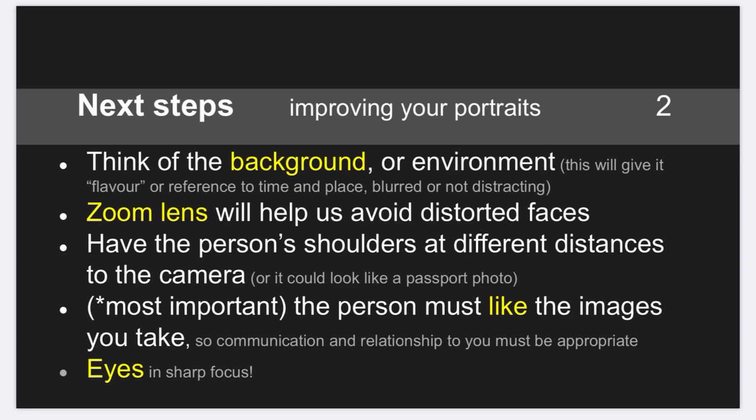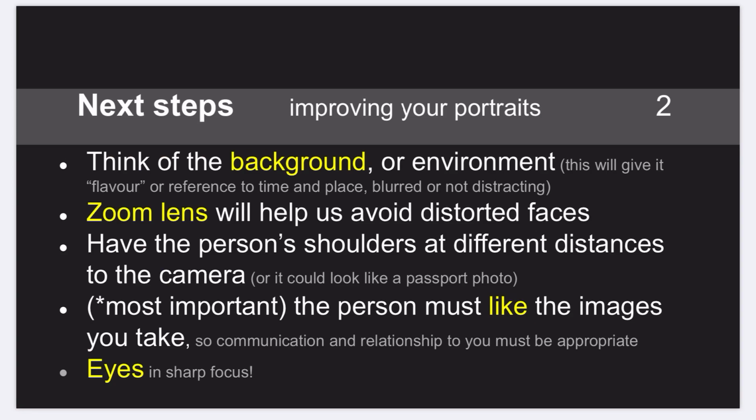So we'll have to think about our background. It's quite important, because that will show you where the person is, what they're doing, maybe what they're interested in, or what they're trying to do, or what the picture's for, really. This will give it flavour, and it will add to the person's character and what they're trying to achieve. The zoom lens, as we said before, will help avoid distorted faces. It's just the way that the lenses are constructed and the way the eye works.